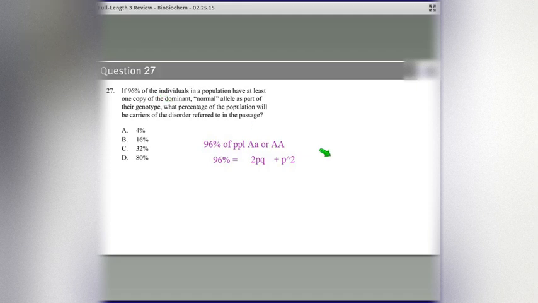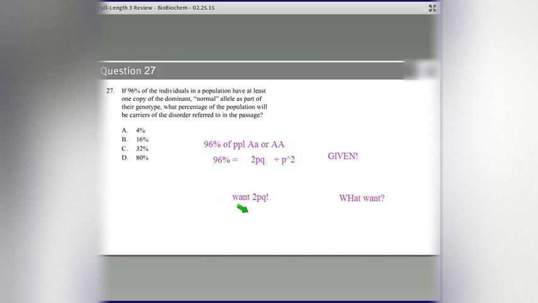Excellent. So now this is going to be one of the keys to the Hardy-Weinberg questions. You have to identify what you're given, and you have to make sure that you identify what you want. So we think about that. Okay, so we want 2pq. So we have to figure out what our p is, and we have to figure out what our q is.